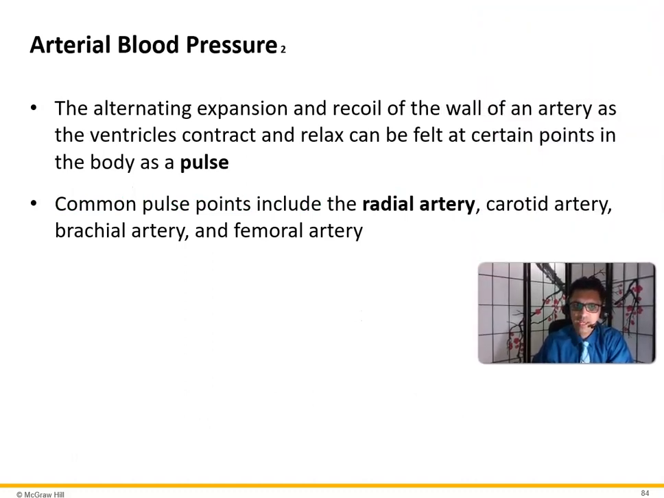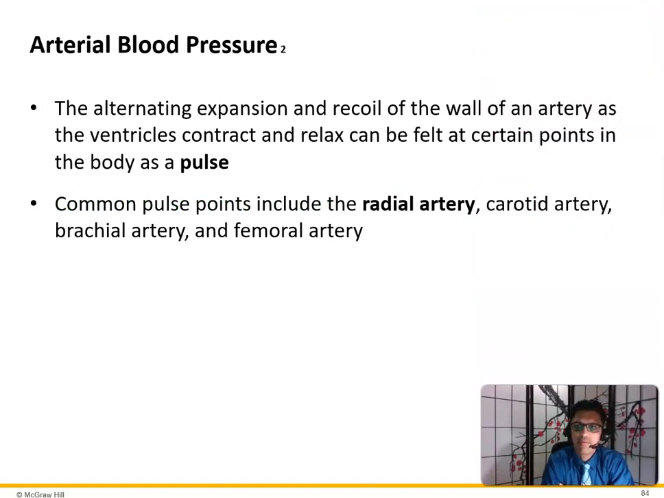The alternating expansion and recoil of the wall of an artery as the ventricles contract and relax can be felt at certain points. That's your pulse. So I can feel my carotid pulse here. I can feel my radial pulse here. We don't measure the pulse on a baby here because your hand might choke the baby. So we use the arm here. We can use the brachial pulse on babies. Common pulse points are the radial, the carotid, the brachial, and then the femoral is down there.